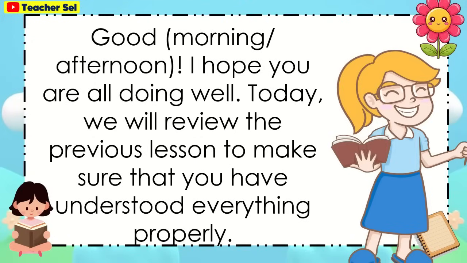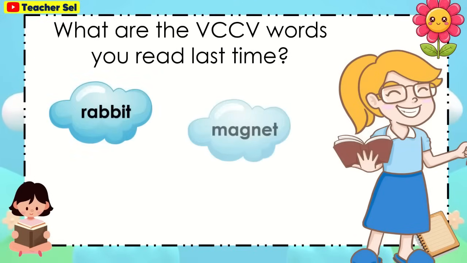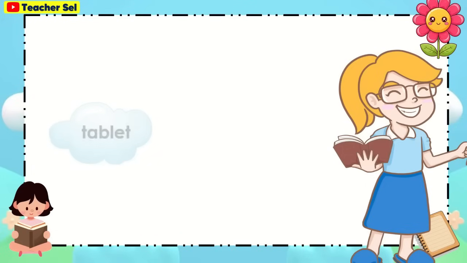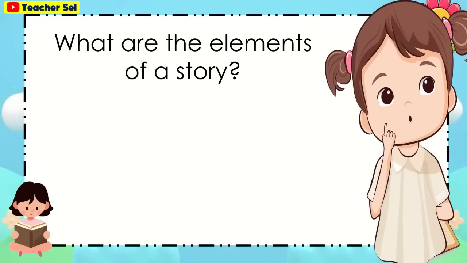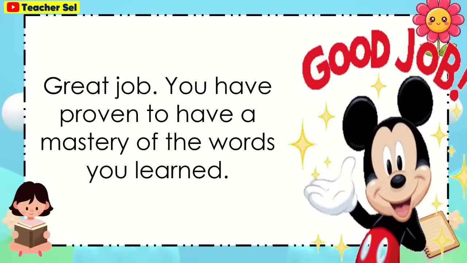Today, we will review the previous lesson to make sure that you have understood everything properly. What are the VCCV words you read last time? Rabbit, magnet, tennis, traffic, tablet, sunset. What are the elements of a story? Define the words you learned during the first day. Kitten, stars, vast, light, and found. Great job! You have proven to have a mastery of the words you learned.